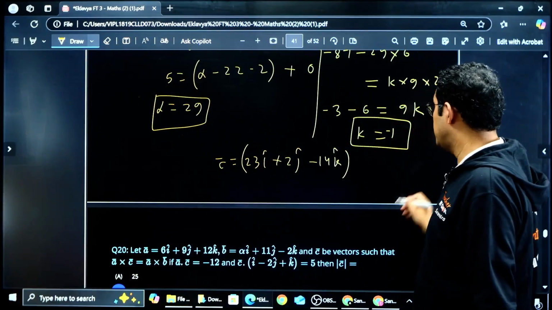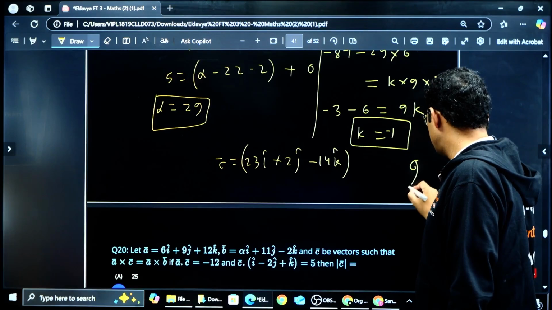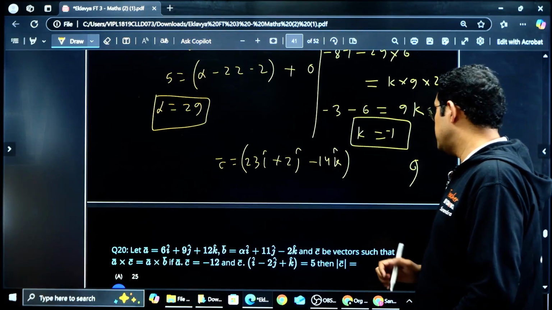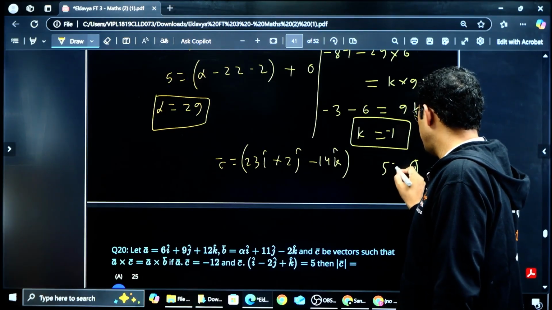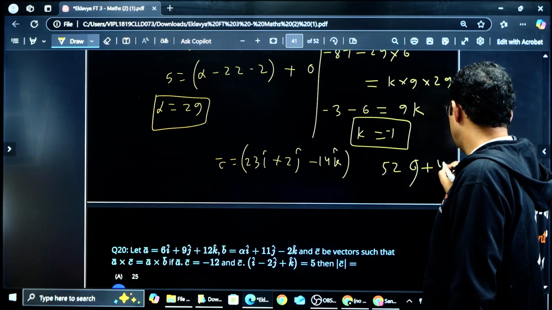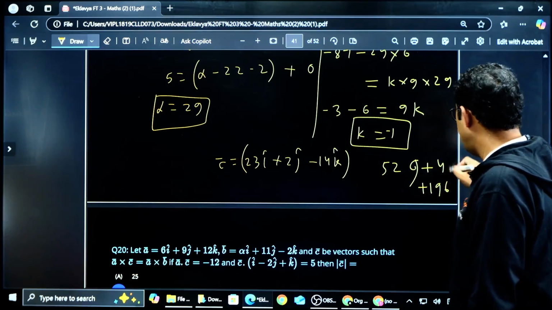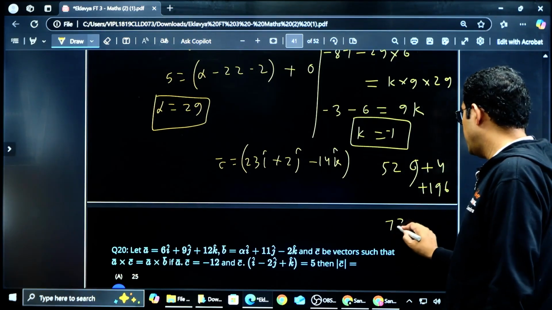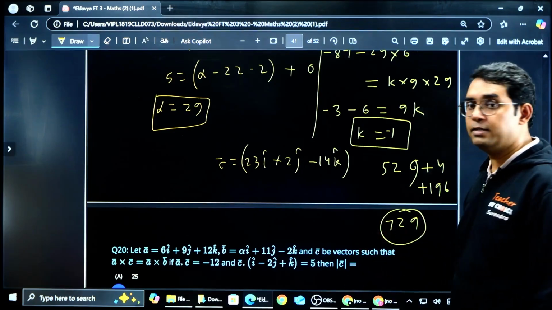23 square is how much? 23 into 3, 69. And 23 into 46 plus 6, 529. Plus 4 plus 196. 196 plus 4, 200. So 729. Okay. So 729 is a perfect square.